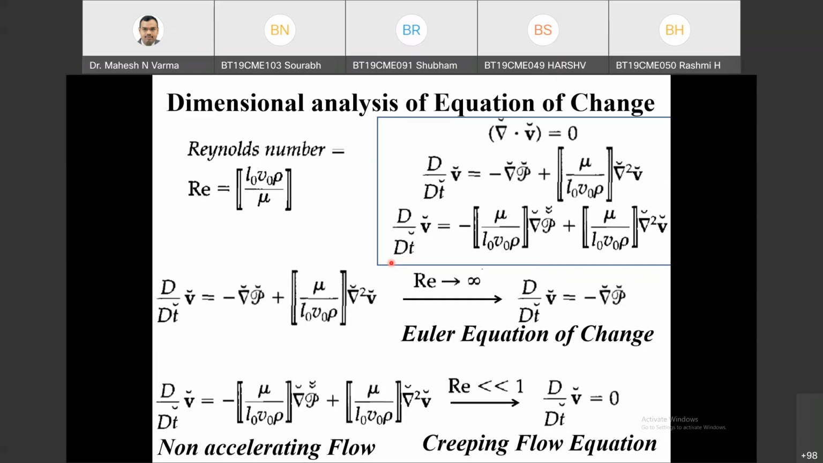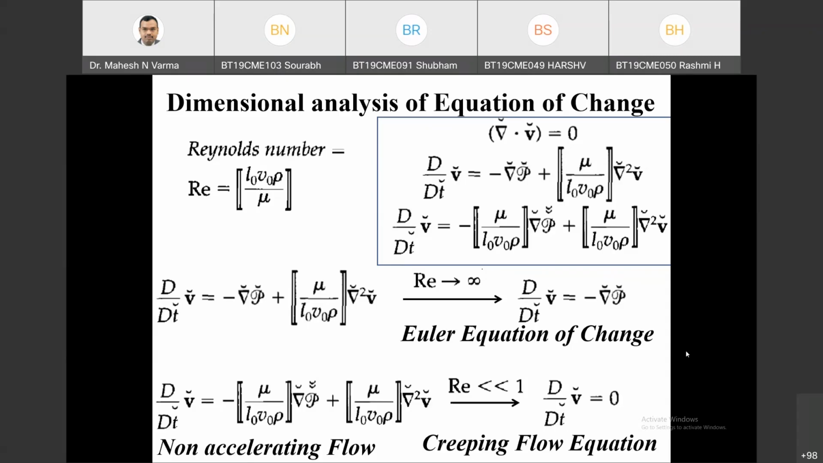So anybody who has any difficulty can discuss. Roll number 97, Sridhar. Yes, sir. Any difficulty in this equation of change and shell balance?